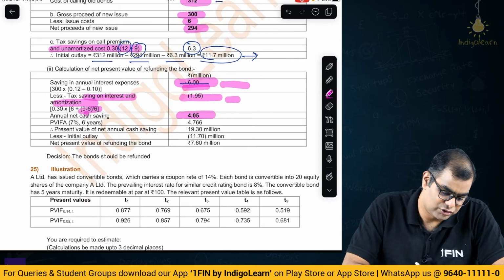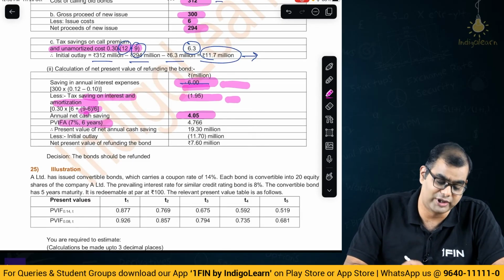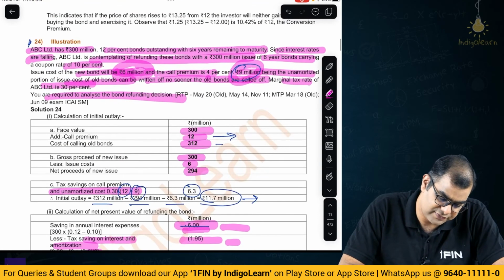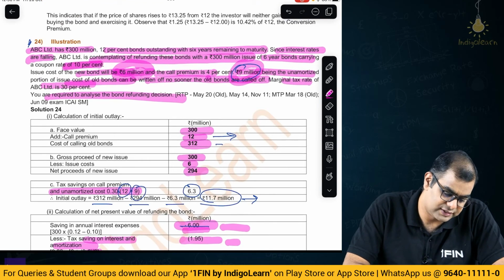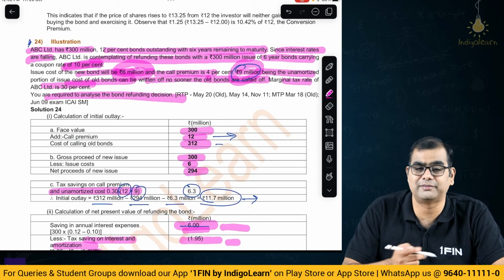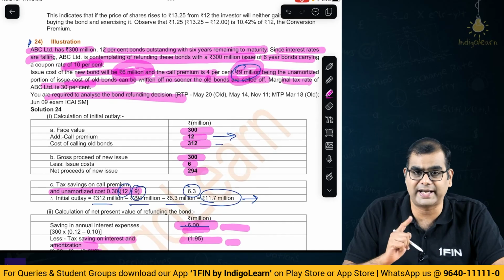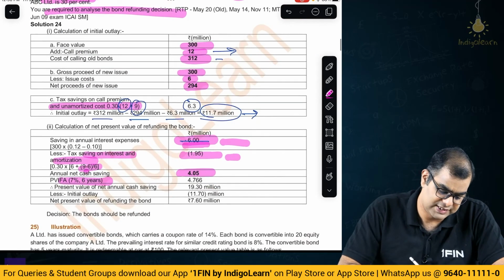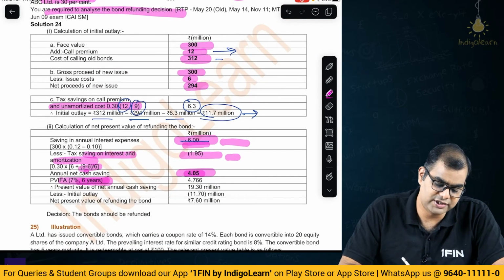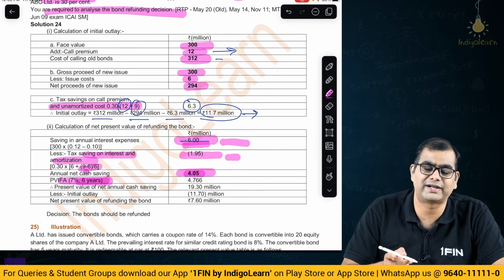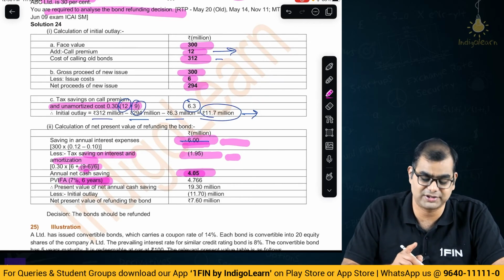Balance 6 years. So at what rate? At the new rate. What is the new rate? They have specifically said the new coupon rate is 10%, but 10% is the gross pre-tax. Now post-tax it comes down to 7%. So for the 4.05, you compute the present value factor for 6 years at 7% on an annual basis.